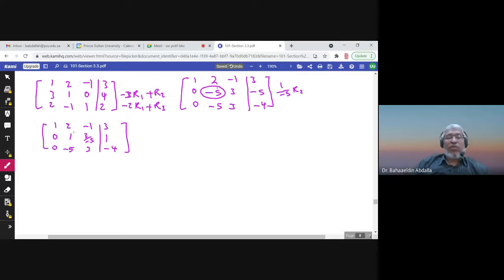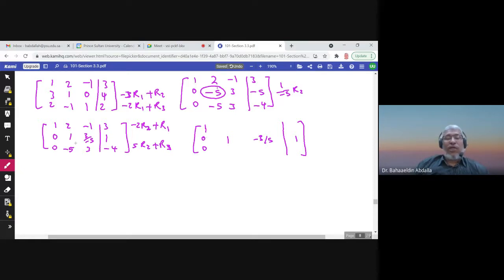Now I need to use this number, which is 1, to make the 2 and the negative 5 zeros. This is 2, so I will multiply row 2 by negative 2 plus row 1, and 5 R2 plus R3. The new matrix would be this. The first row is not changing, and the second row, 0, 1, 0, will not change.